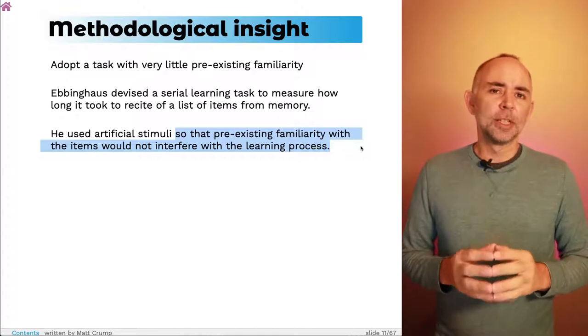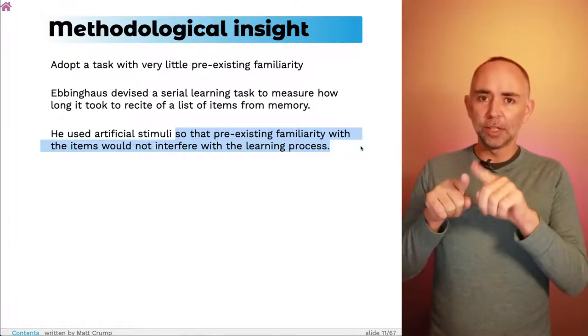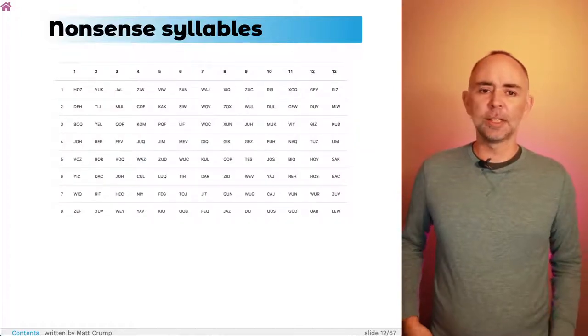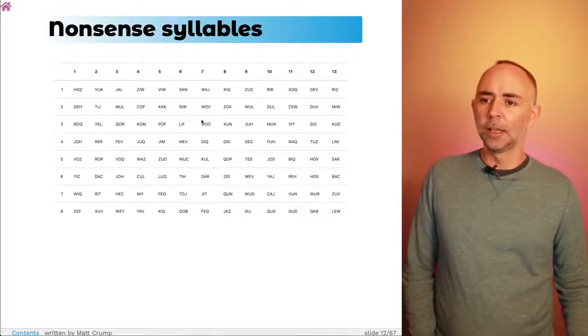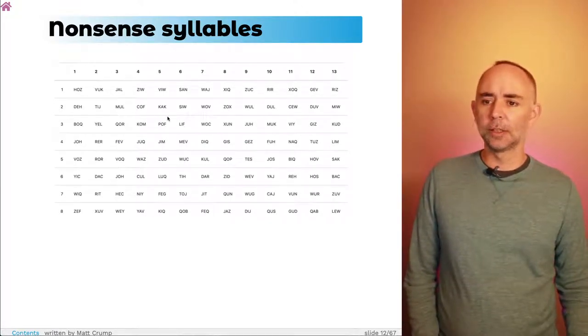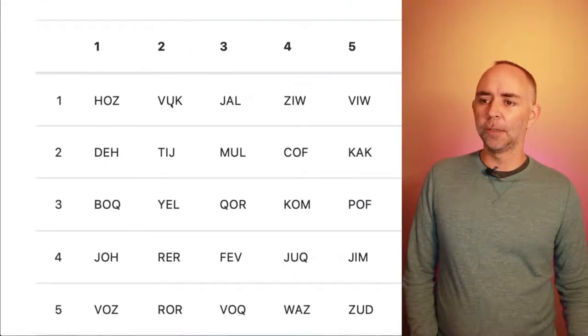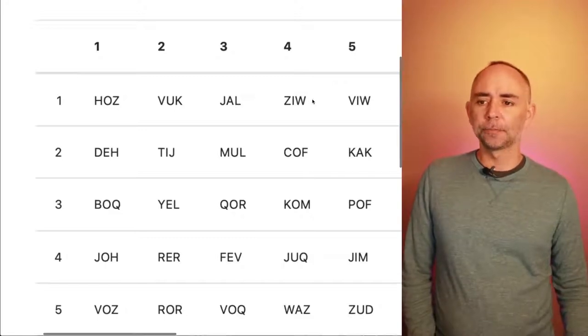Ebbinghaus was interested in creating new things that he didn't already know and trying to learn the order of those new things. Here is an example of the stimuli that he created. These are called nonsense syllables. They have a consonant, vowel, consonant structure. If we just zoom into some of them: H-O-Z, V-U-K, J-A-L, and so on.